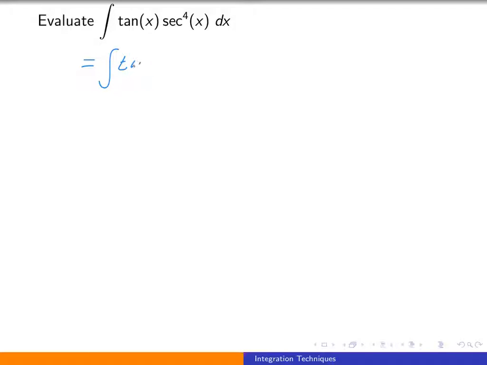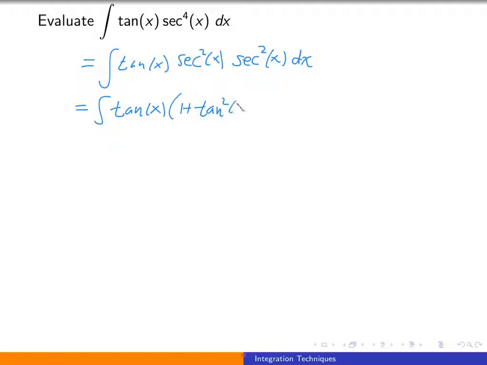So to start here, we're going to take the secant to the fourth and we're going to save two of them. So a secant squared term, which in a moment will play our role of du. Then we have a remaining secant squared. So we take that remaining secant squared and we use a Pythagorean identity to write it in terms of tangent. So secant squared is 1 plus tangent squared. And then we have this secant squared left over.